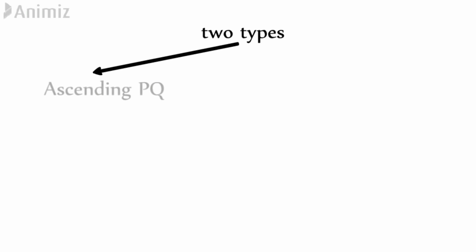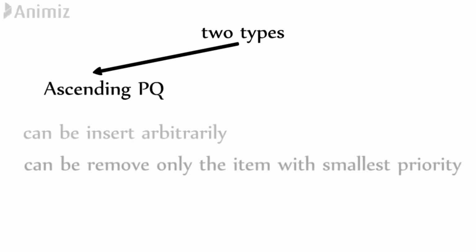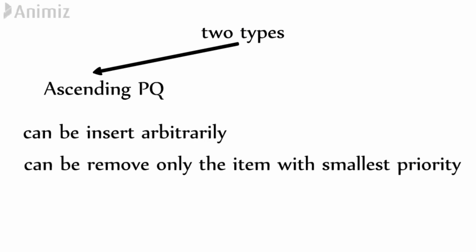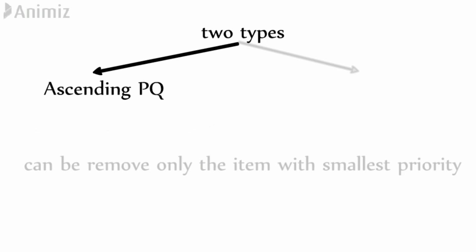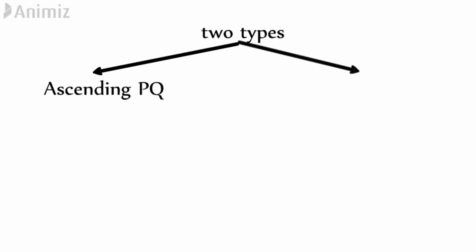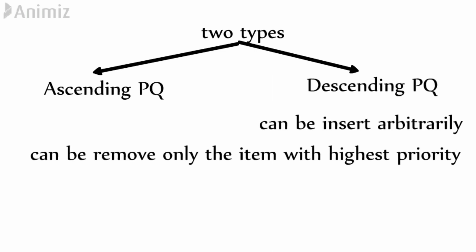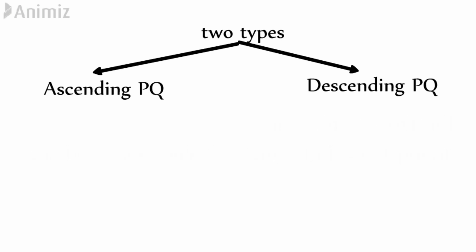There are 2 types of priority queues. First one is the ascending priority queue. It is a collection of items in which an item can be inserted arbitrarily, but only the item with the smallest priority can be removed. Next is the descending priority queue, where an item can be inserted arbitrarily, but only the highest priority element can be removed.